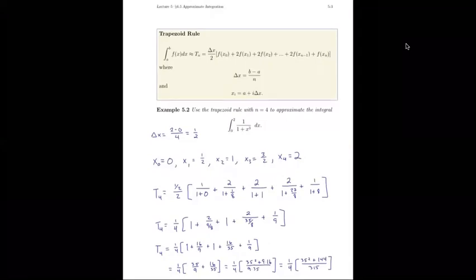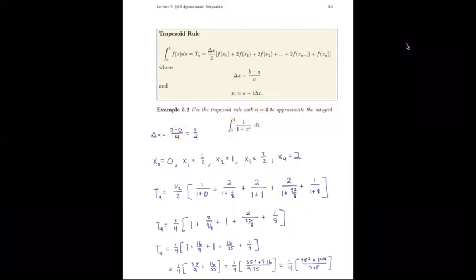So use the trapezoid rule with n equals 4 to approximate the given integral. And again, we've got the same function. We see that there's probably not an easy antiderivative available, so it makes sense to consider integrating this approximately. So delta x is (b minus a) over n: 2 minus 0 over 4, we get 1/2 once again.